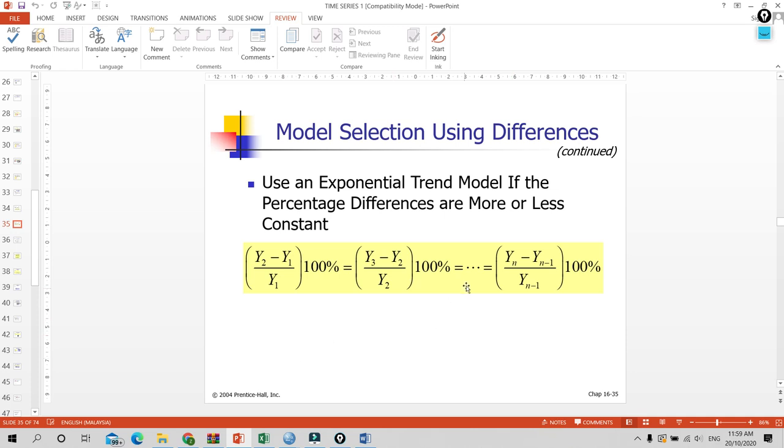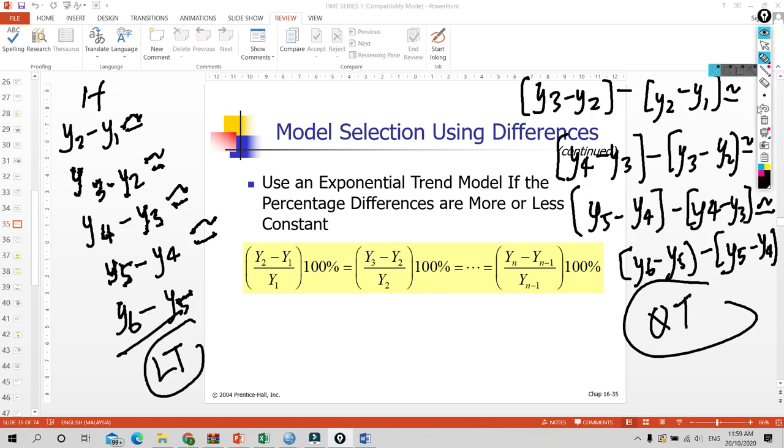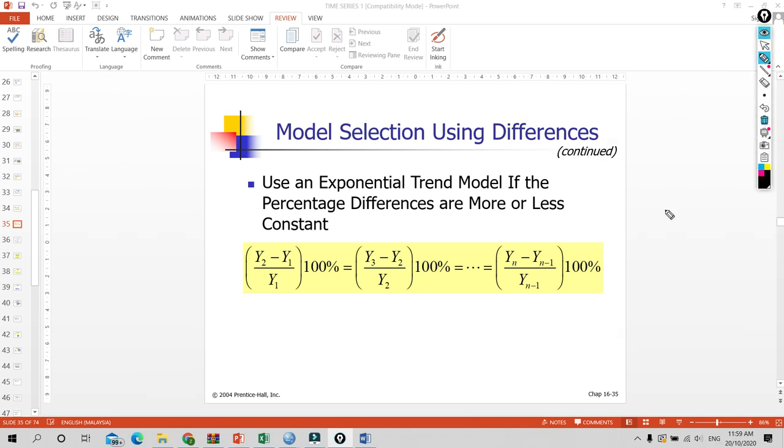when to use the exponential trend. For the exponential trend, you calculate y2 minus y1 divided by y1 multiplied by 100, approximately equal to y3 minus y2 divided by y2 multiplied by 100, and so on and so forth. Then you use the exponential trend. Let's say I have up to y6.